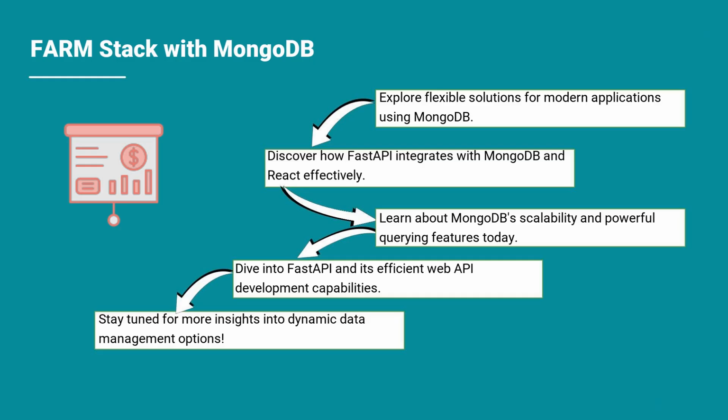Now, key features of MongoDB include its amazing scalability through horizontal sharding and those powerful querying capabilities that really simplify how we access data. As we move forward, we'll dive deeper into using FastAPI to craft efficient web APIs, unpacking its unique features and practical applications. It's going to be a lot of fun, so stay tuned.